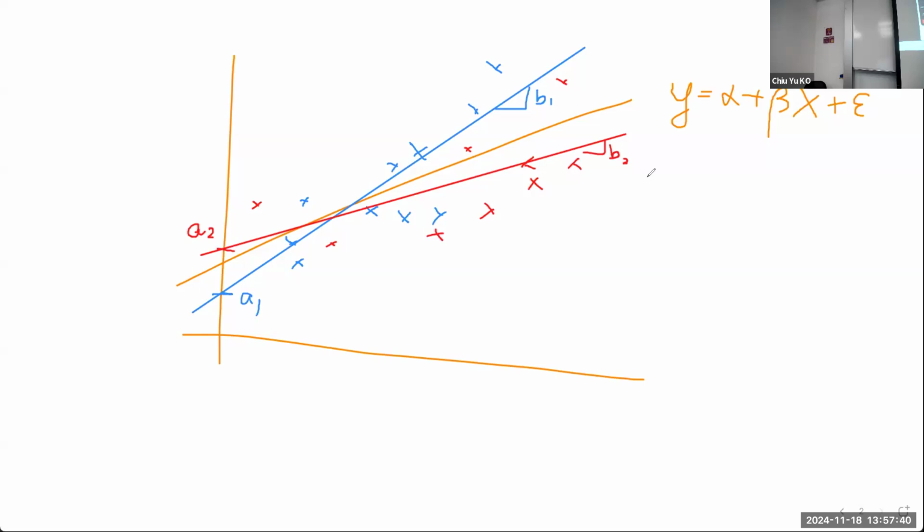Every time you have a sample, we have an intercept, right? The average of these intercepts will be alpha. If you do many of them, okay, on average, you get alpha. The average of these B will give you beta, okay?